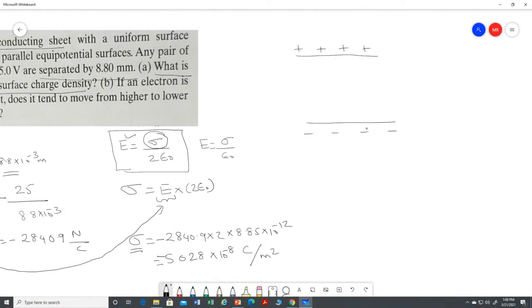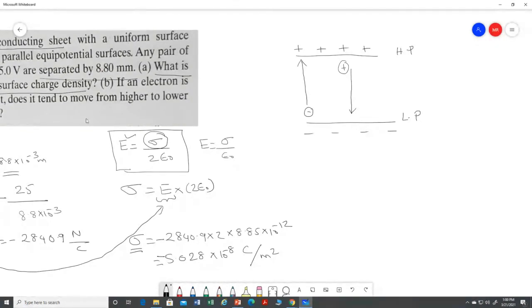What will happen? It will be attracted. All the times, if you put the electron, for example, this is my higher potential, this is my lower potential. Am I right? If you put the electron, all the times the electron is moving from lower potential to higher potential. If you put the positive proton, your proton will be always moving from higher potential to lower potential.